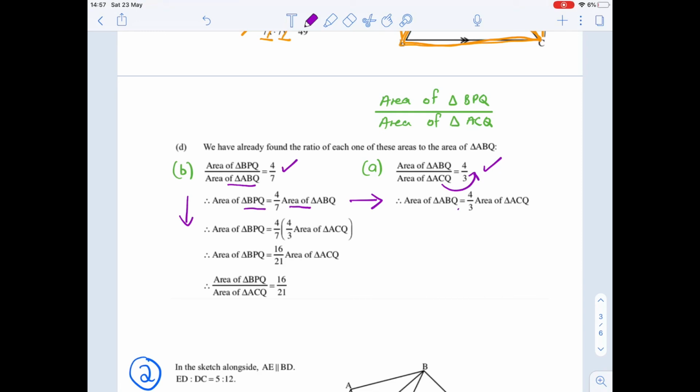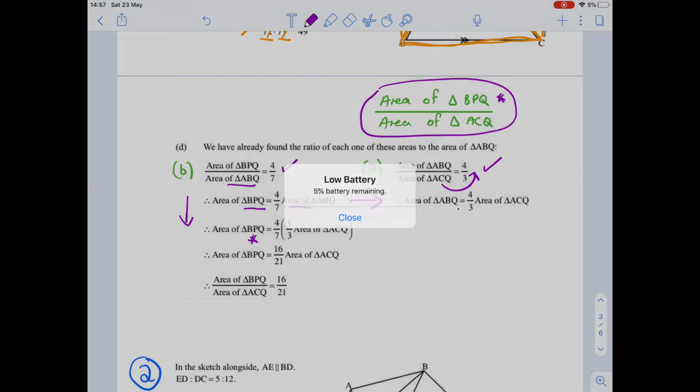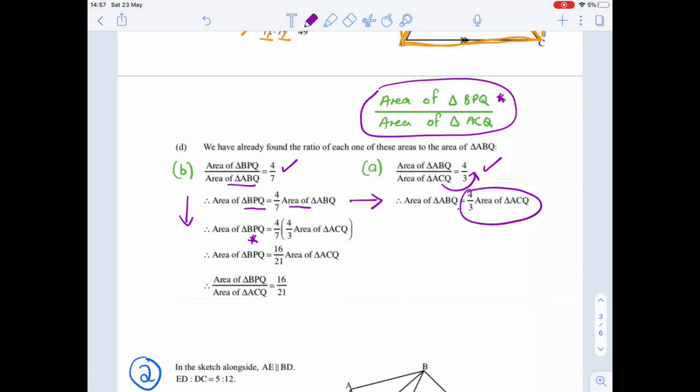Now, keep it in mind that this is what we're trying to prove. Always keep in mind what you're trying to prove, okay? We want to find out what the area of that is over the area of that. So we're looking for BPQ, and that's why we've put BPQ here. So it's 4 over 7 times the area of ABQ. Now, ABQ is this. Is that. So we take that, and we put it there. Then we multiply out. 4 times 4 over 7 times 3 is 16 over 21.